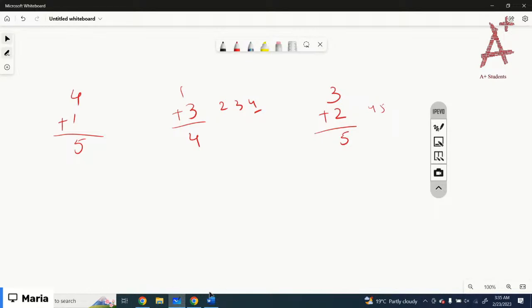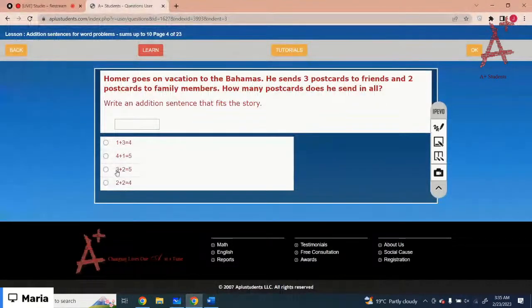So 3 plus 2 makes 5. So the correct option is option number 3. 3 plus 2 makes 5.